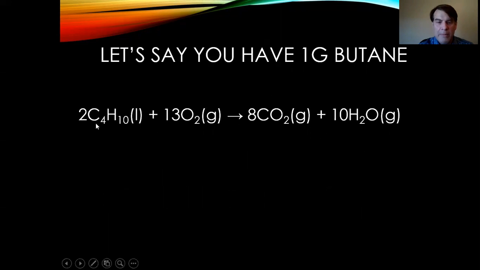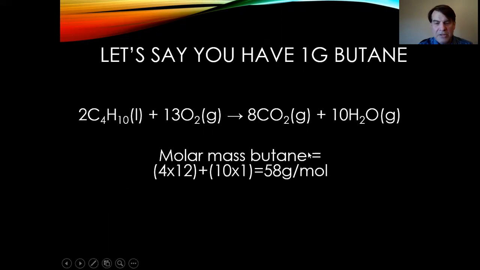So let's say you've got 1 gram of butane, C4H10. Now the molar mass of butane, we just add up. The atomic mass of carbon is 12, and the atomic mass of hydrogen is 1, roughly speaking. So 4 times 12 is 48, plus 10 is 58. So the molar mass of butane is 58 grams per mole, okay?